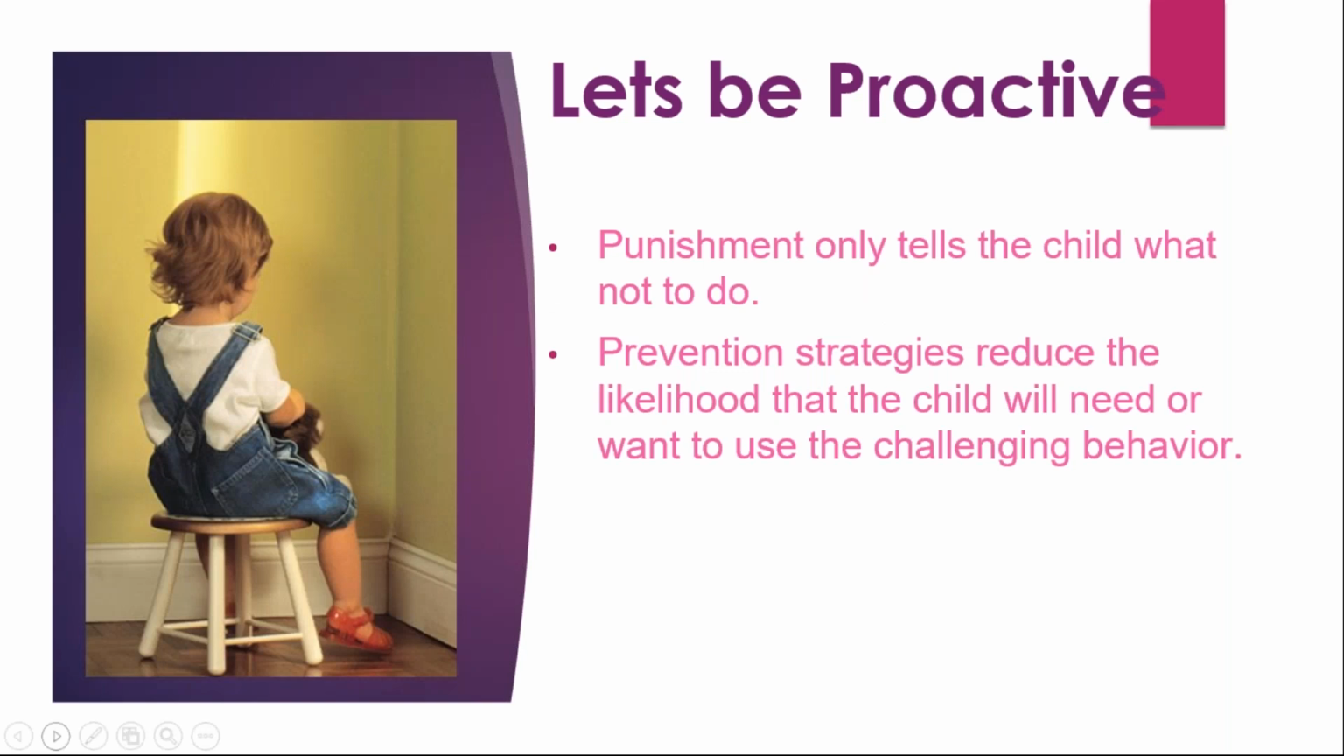So now that we know the ABCs of the behaviors and we figure out the possible function, it's now time to put strategies in place to better equip us or assist us in managing these behaviors in the classroom. It's time to be proactive. Punishment only tells the child what not to do. As far as prevention strategies, they reduce the likelihood that the child would need or even want to use challenging behaviors. All right, so keep that in mind. We want to be proactive. Punishment only tells the child what not to do. It doesn't tell the child what to do.